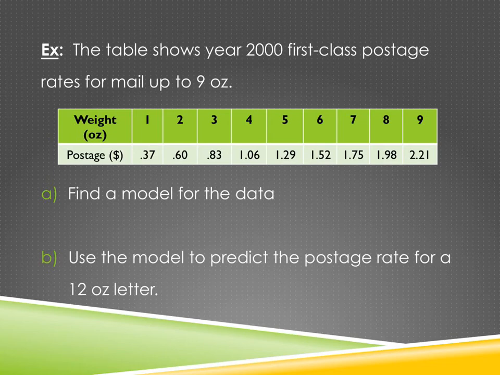All right, we're going to do another data entry practice one more time. This one shows the first class postage rates for mail up to 9 ounces in 2000. So your weight for a 1 ounce package is 37 cents. 2 ounces is 60 cents, all the way up to a 9 ounce package, which is $2.21, okay? So grab your calculator. We're going to practice these steps one more time.